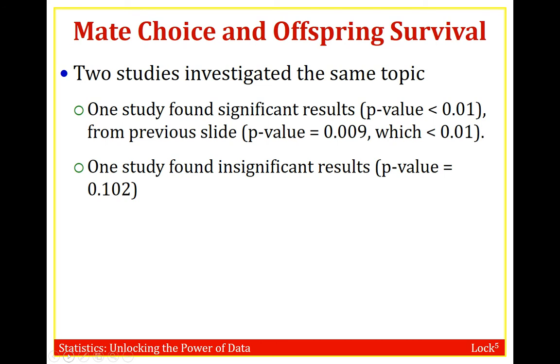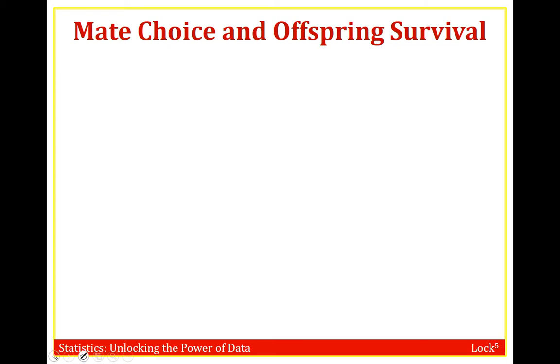So the question is, two studies investigated the same topic. One study found the significance results to be a p-value which was less than 0.01. That's a really small alpha level. That's a 1% alpha level. From a previous slide, the 0.009, which was 0.01. Okay, so in that previous slide that we just saw, I'll go backwards to it so we can see it.